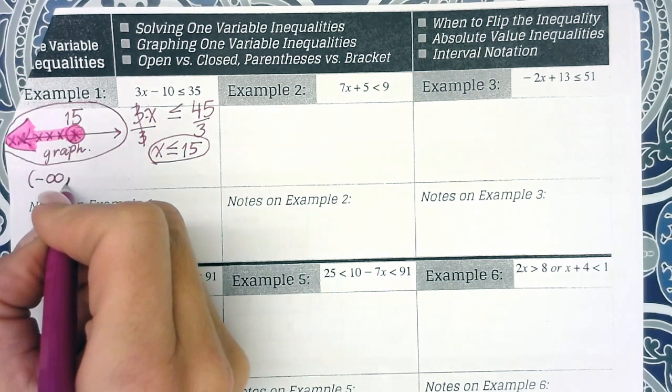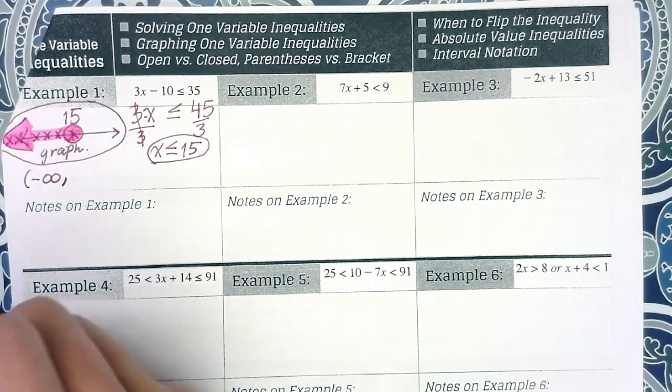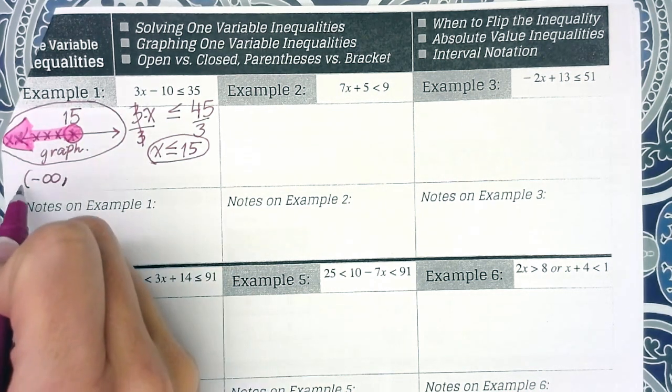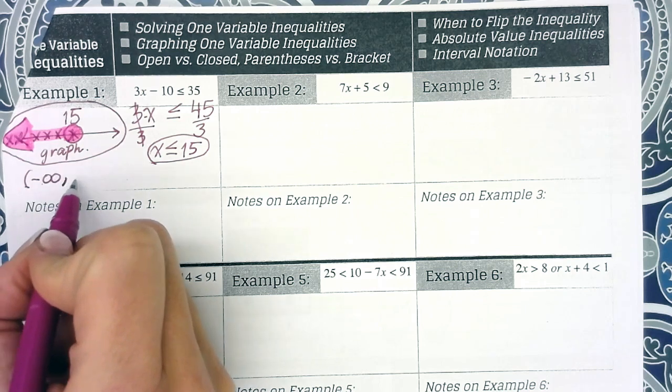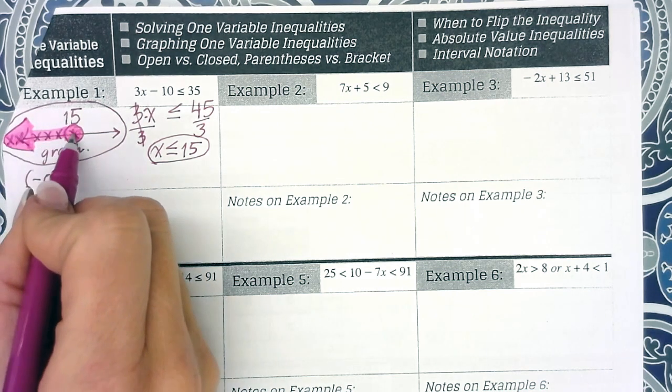Comma. This comma is not an ordered pair comma. This comma is not in like a list of names or a list of things. It's saying from negative infinity until, so I start at negative infinity and I keep going until 15.